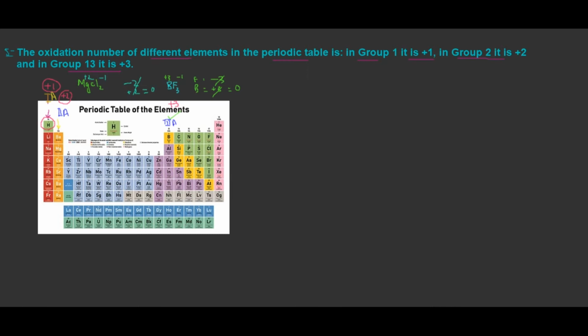In case of group 1A, you can take the simplest example, that is sodium chloride. As you know that sodium belongs to group 1A, so it has +1 charge, and chloride has -1 charge, so +1 and -1 gives you 0 as the answer. So oxidation number of different element in a periodic table is: group 1A has +1 charge, group 2 has +2 charge, and group 13 has +3 charge.